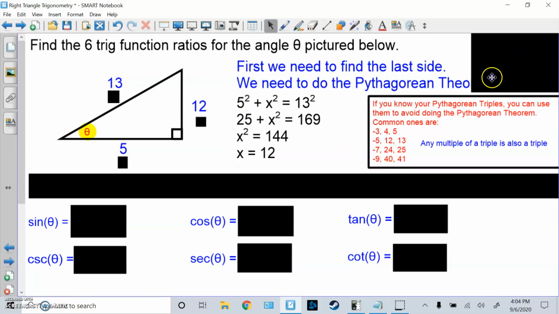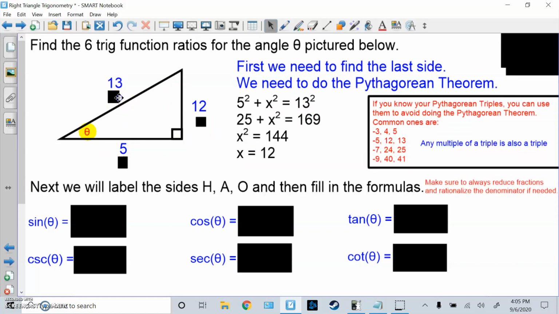Also, note, if you know your Pythagorean triples, you can avoid doing Pythagorean theorem over and over. Some commons are 3, 4, 5; 5, 12, 13; 7, 24, 25; 9, 40, 41. So now this is a 5, 12, 13 triangle. Any multiple of these is also a triple. So for example, I could do 5, 12, 13 times 2, so it would be 10, 24, 26. Or 3, 4, 5 times 5, so 15, 20, 25 is another common triangle.